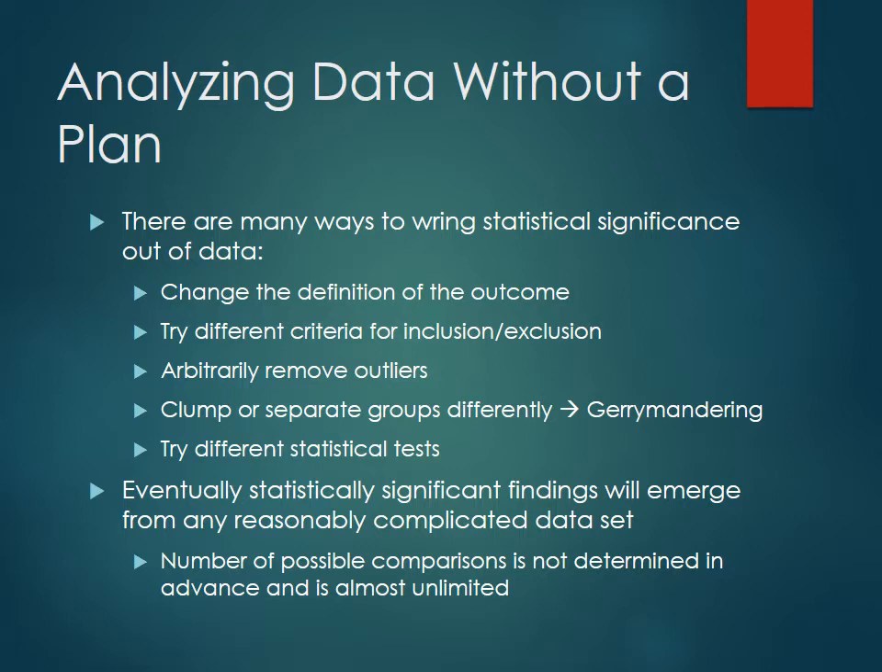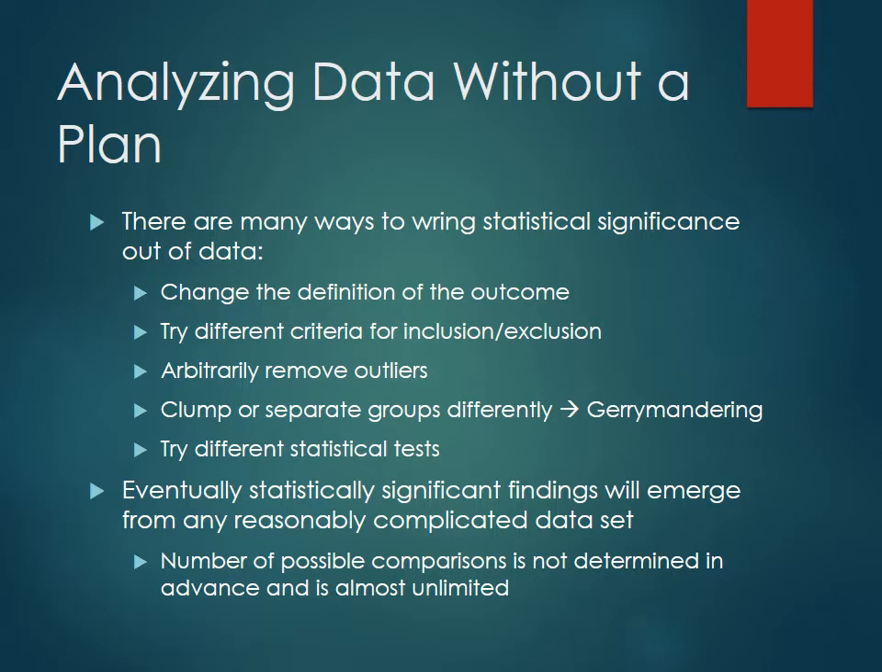So there's lots of different ways to wring out statistical significance from the data. So for instance, you can look at changing the definition of your outcomes. So instead of looking at, say, all-cause mortality, you're going to look at cardiovascular mortality. Instead of looking at your outcome of being, say, change in LDL cholesterol, you're going to all of a sudden start to look at change in triglycerides. You could do things like changing your inclusion or exclusion criteria partway through the study to try to get better patients that might be more representative of the results that you're looking for. Removing outliers arbitrarily. We kind of talked about this before when we talked about censored entries in those survival curves we saw. Perhaps even clumping or separating groups differently.